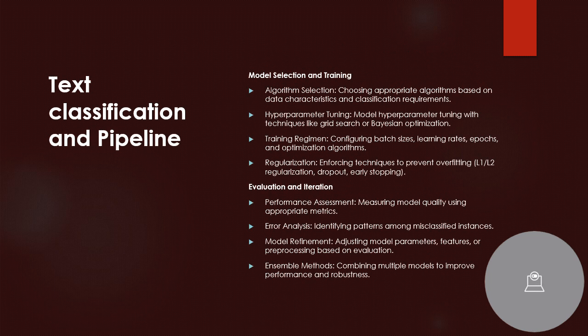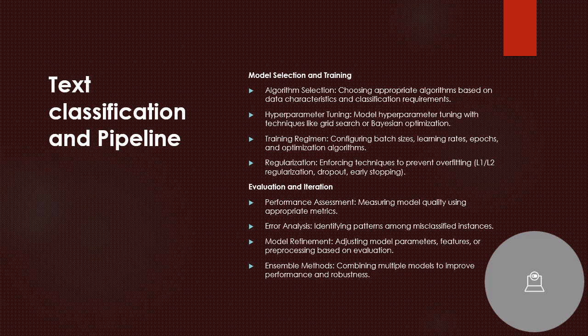In this slide, we have two steps of the workflow. We'll start by discussing model selection and training. Here we have algorithm selection. An appropriate classification algorithm is chosen based on the characteristics of the data and classification task. Hyperparameter tuning. The model's hyperparameters are optimized using techniques like grid search and Bayesian optimization. Training regimen. Parameters such as batch size, learning rate, epochs, and the optimization algorithms are configured here.